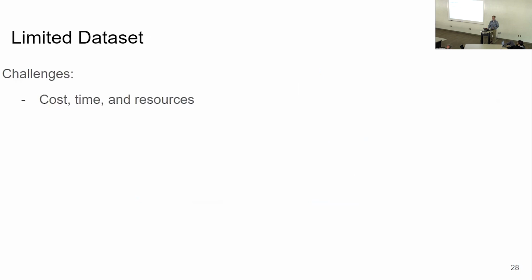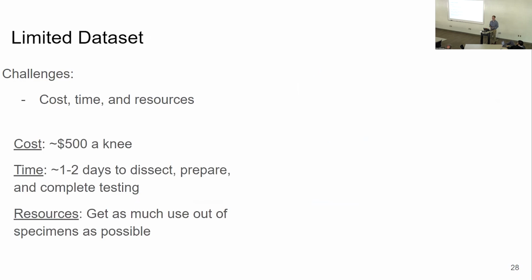Also, a limited data set. Like I said, we only have 5 knees so far. We actually have a couple more, but I haven't processed the data yet. The challenges with this are the cost, time, and resources we have. The cost varies a little bit, but ballpark is like $500 a knee, so it's not cheap to get a cadaver knee. The time it takes is 1 to 2 days to dissect, prepare, and then complete the testing. And then also resources, I should put ethics of it: we want to get as much use out of it because these people donated their bodies to research, so we want to get any use that we can possibly get.